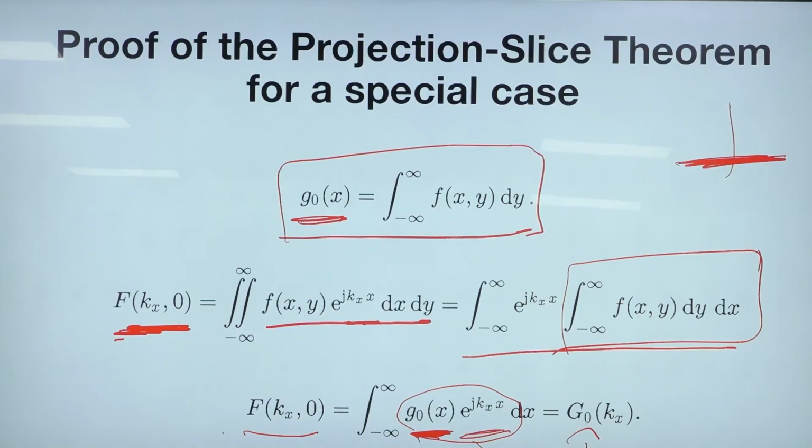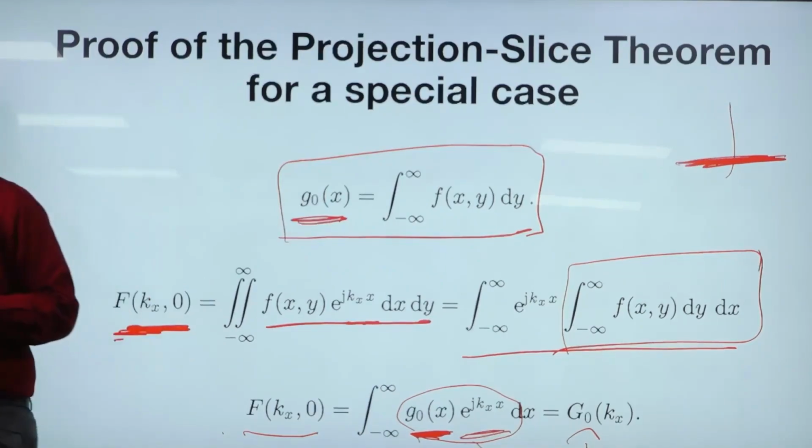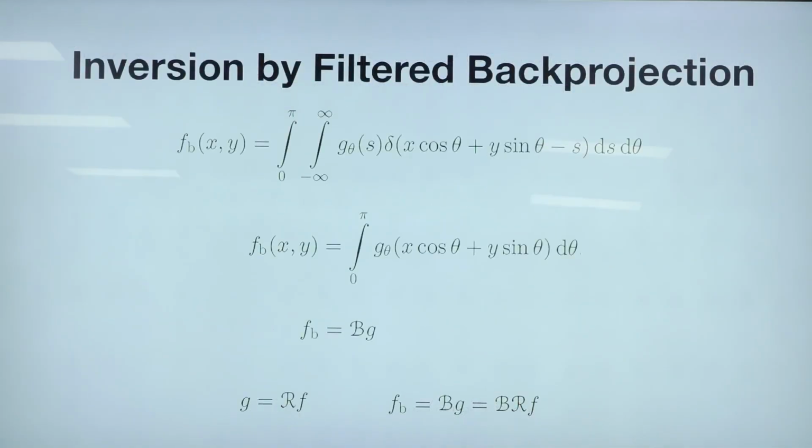I've just proved this for the special case of projection along only the y-axis, like integrating along the y-axis. But this is more general, and people have proved this for the more general case. I can go into the details, but in the interest of time, I'll go ahead with this for now. Okay. So now the next question is, how do you do the reconstruction in the more general case?